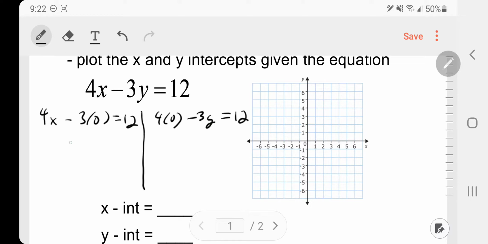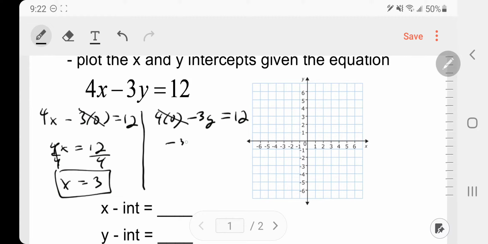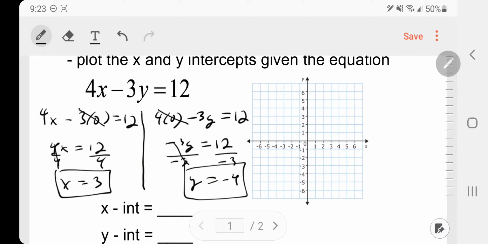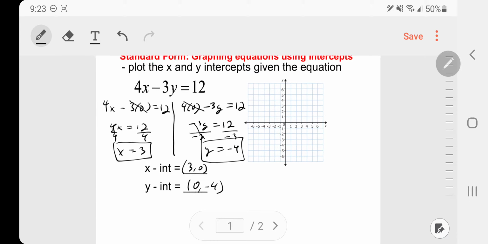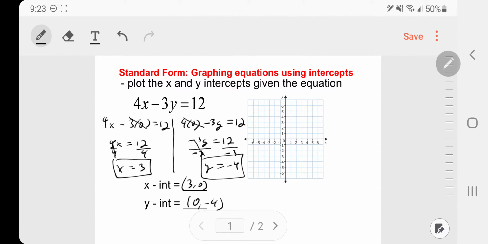On the left side, our x-intercept is going to be 4x equals 12, and then divide by 4, and our x-intercept would be 3. And for our y-intercept, again, that cancels out, and it would be negative 3y equals 12, and then divide by negative 3 on both sides, and we get y equals negative 4. Those tell us what our x and y-intercepts are. Our x-intercept would be (3, 0), and our y-intercept would be (0, -4). Those are the two points that we are going to graph on our line.